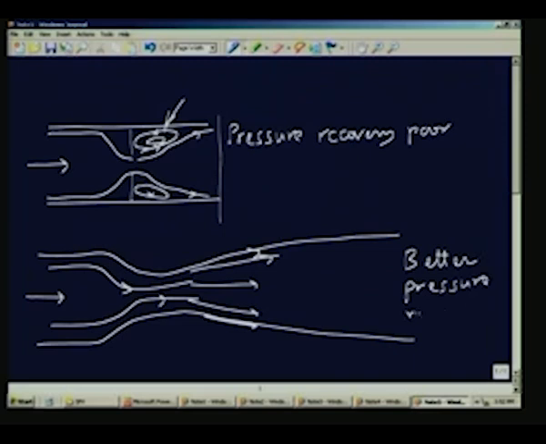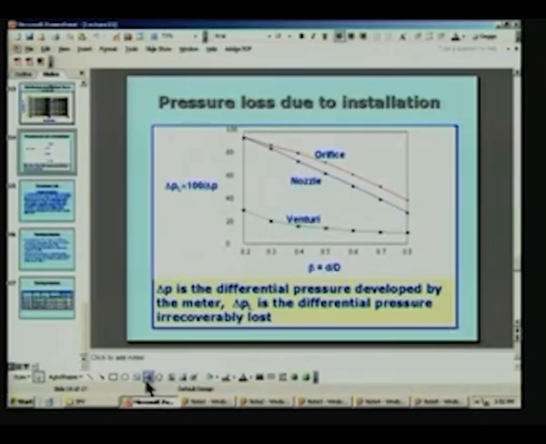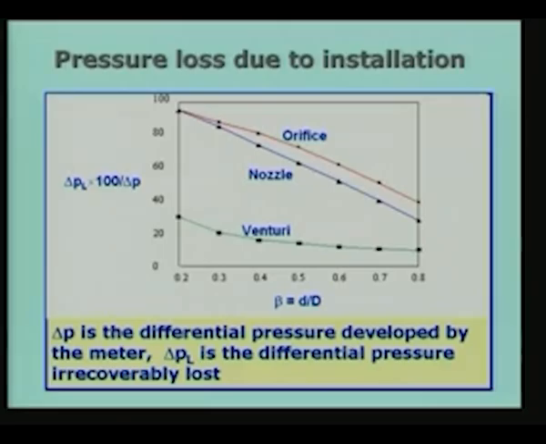That means, if you choose the exit angle within those limits, 5 degrees to 12 or 15 degrees, whatever we mentioned, the pressure recovery is much better than in this case, because in this case there is scope for the development of separated flow and circulating flow, which is going to dissipate some of the kinetic energy. And in fact, the nozzle also is a good device, because it is going to behave much better.